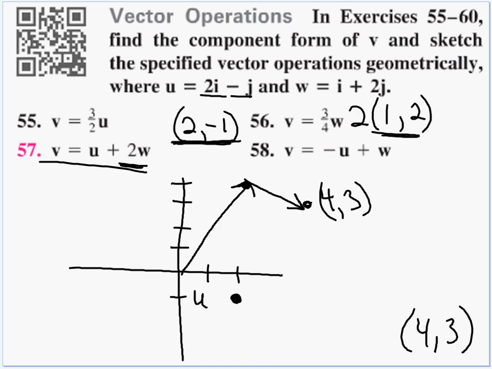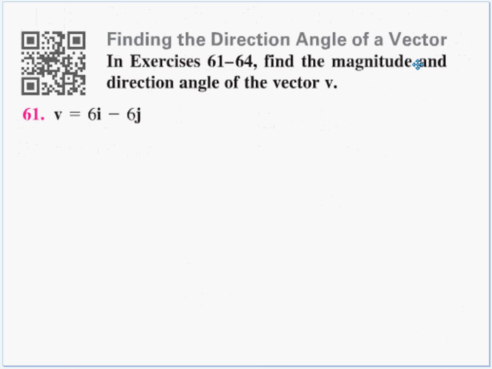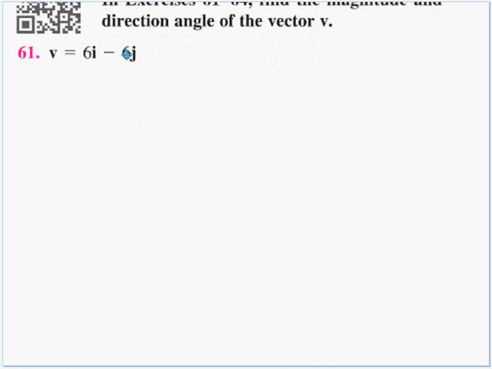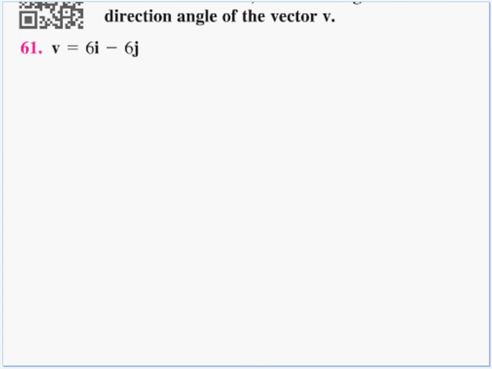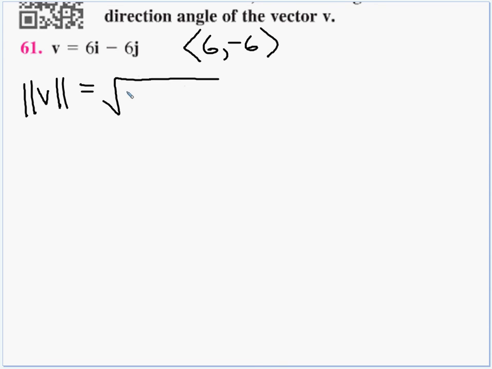Is that our last one? No. In this one, find the magnitude and directional angle. Okay, let's see here. So the magnitude of vector v, if we take it out of the format with the i's and the j's, that's 6 comma -6. So the magnitude of that, give yourself a radical, square the first term plus square the second term. So we have 2 of those 36's, or that is root 72, or root 36 times 2, or 6 root 2.